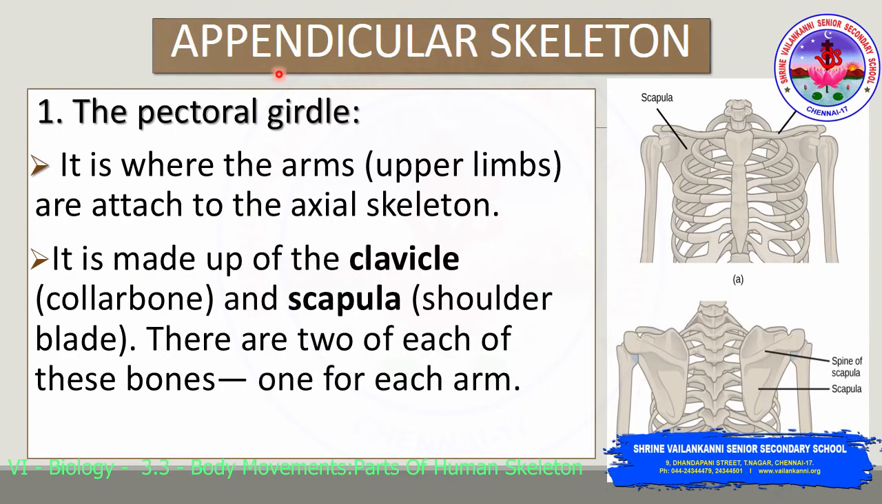Now we will be studying the bones which make up the appendicular skeleton. The first among them is the pectoral girdle. It is where the arms, that is the upper limbs, are attached to the axial skeleton. It is made up of the clavicle, which is also known as the collarbone, and the scapula, which is also called the shoulder blade. There are 2 of each of them, one on either side.